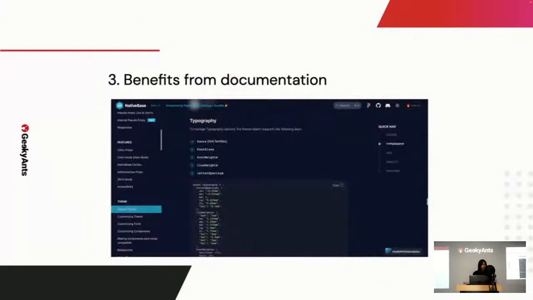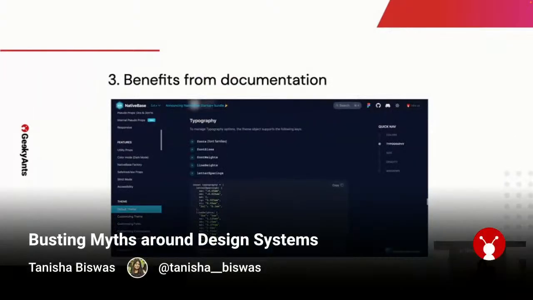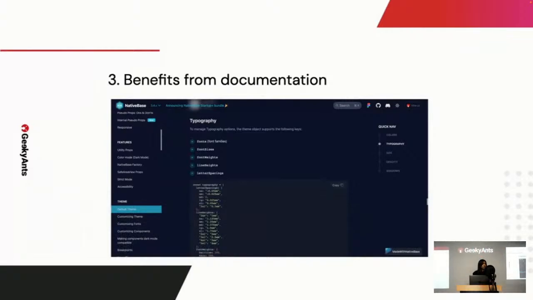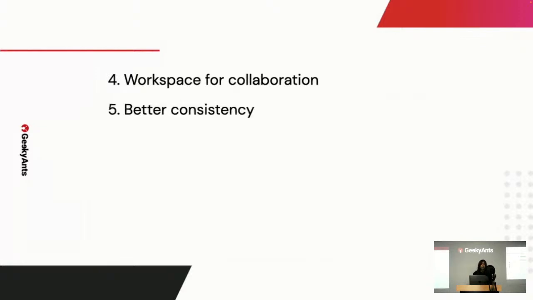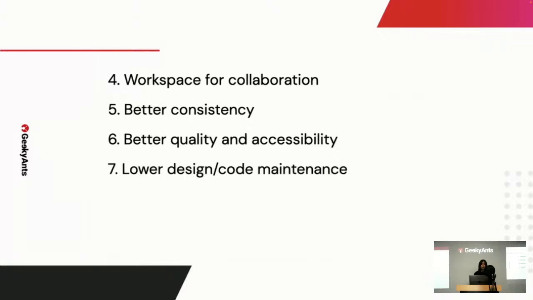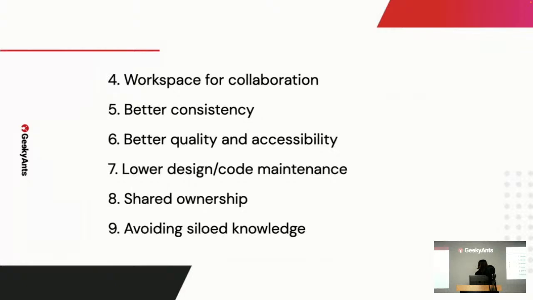The third one is documentation. Like it has already been mentioned, proper documentation ensures proper information sharing in and around the team. It's especially useful when someone is onboarding a new member to the team. Now, again, there are 100 more benefits of a design system, like workspace for collaboration, better consistency, better quality and accessibility, lower design or code maintenance, shared ownership, and avoiding siloed knowledge.